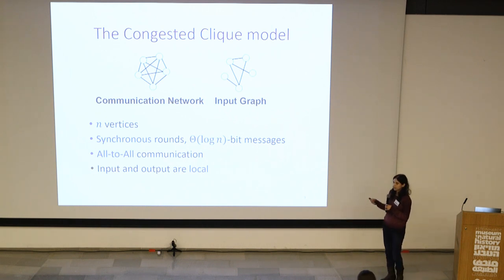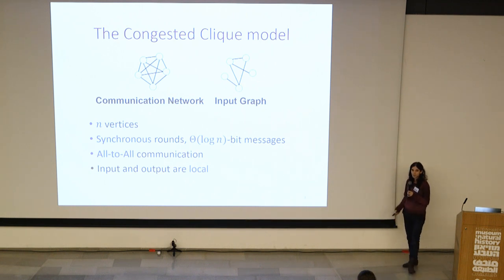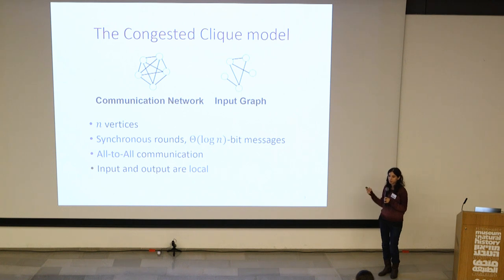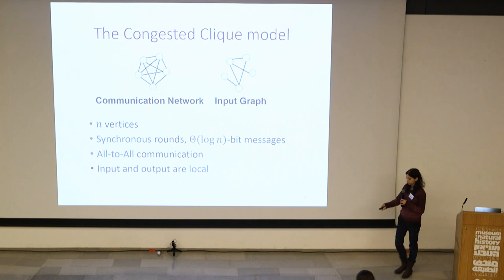But the input is not necessarily a clique, it's just some subgraph. And the input and output are local. This means that at the beginning of the computation, each vertex only sees a local part of the input. If we talk about APSP, each vertex only knows the distances to its neighbors. And at the end of the computation, the output is also local. This means that each vertex needs to know the distances to all other vertices. Okay, so this is the model.